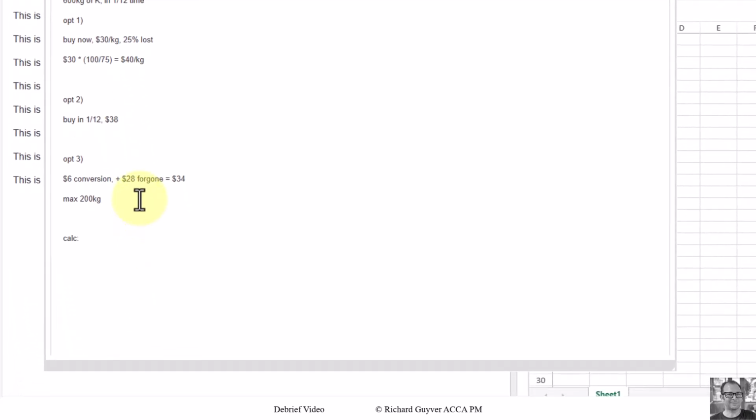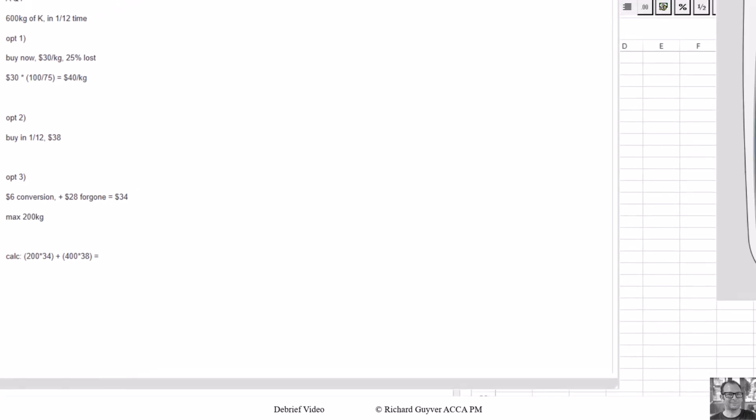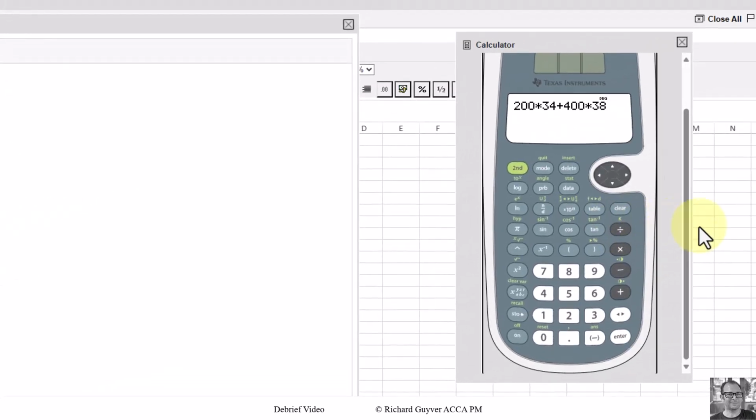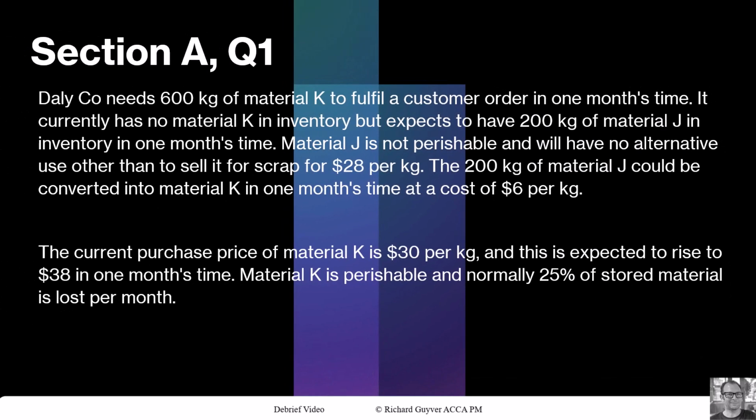So our calculation for our 600 we need is going to cost us $34 for 200 kilograms. And then the remaining 400 kilograms is going to cost us $38. So using the calculator, just simply type that in, and that gives us 22,000. So this question was around relevant costing, which is in syllabus area C.